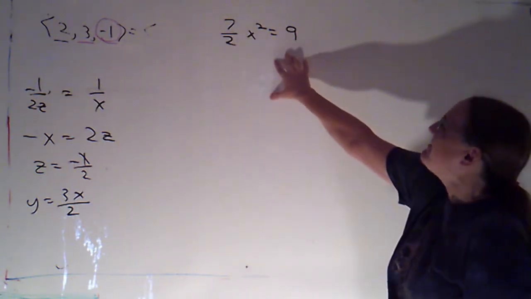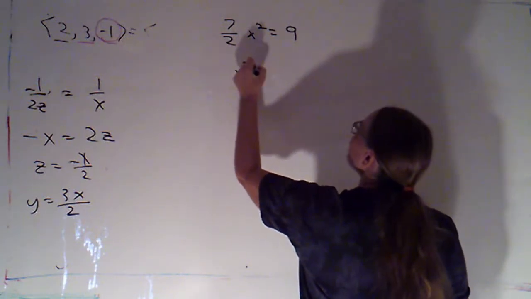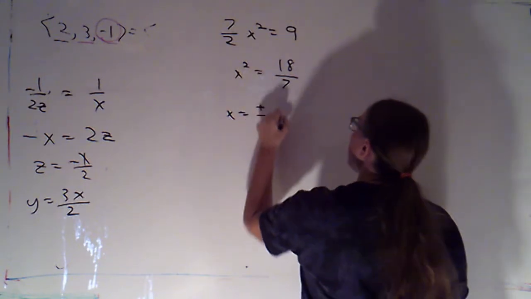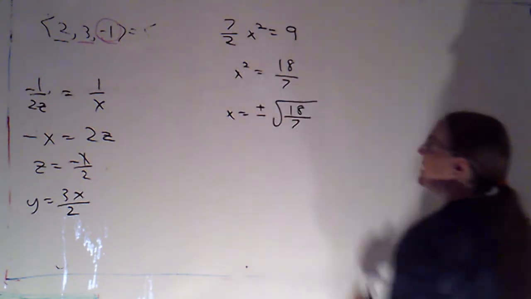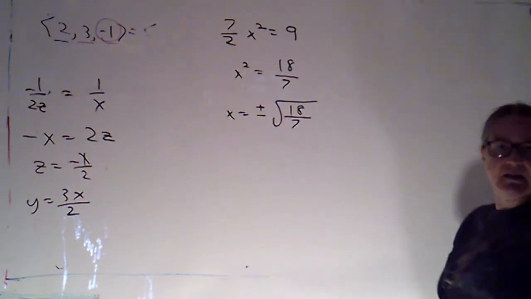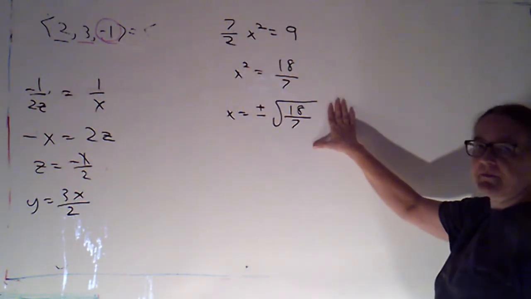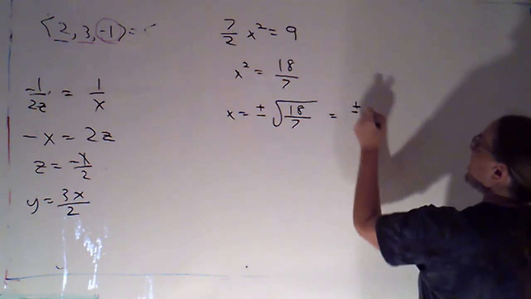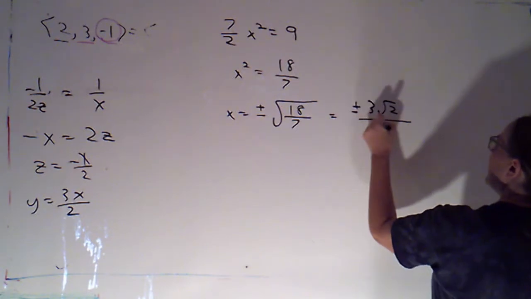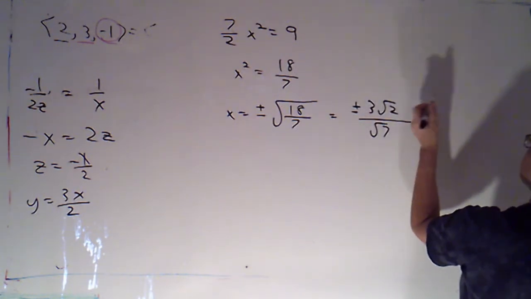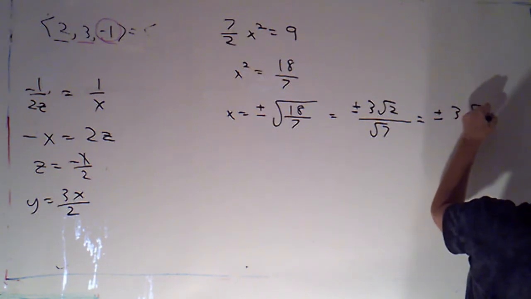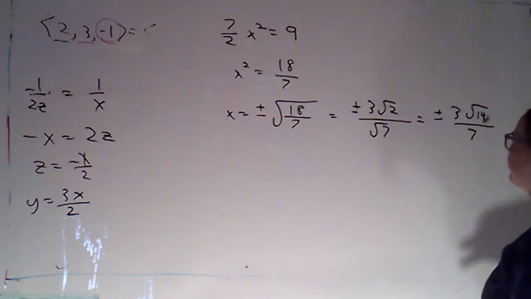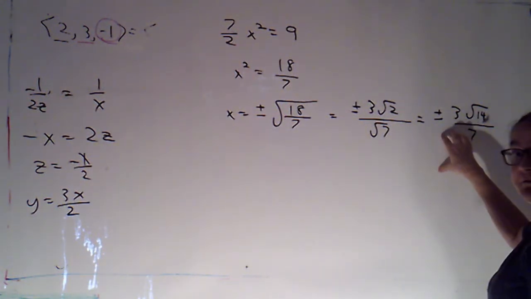Okay, so we had 7 halves x squared equals 9. That means x squared is going to be equal to 18 over 7. So x will be plus or minus the square root of 18 over 7. I'm going to go ahead and simplify that a little bit, although I would consider this simplification optional because these problems are so long. So that's plus or minus 3 root 2 over root 7. And if I want, that's plus or minus 3 root 14 over 7. Okay, excellent. So I have two possibilities for x.